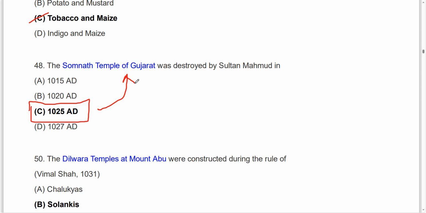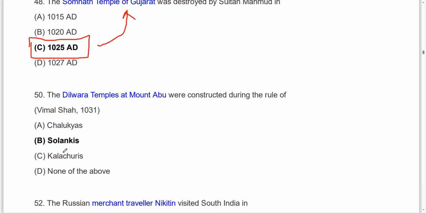The Dilwara temple at Mount Abu was constructed during the rule of the Solanki rulers. The Solankis were the ones who established this. Vimal Shah, 1031, he was actually the Solanki ruler. The Dilwara temple at Mount Abu was constructed during the rule of Vimal Shah in 1031.